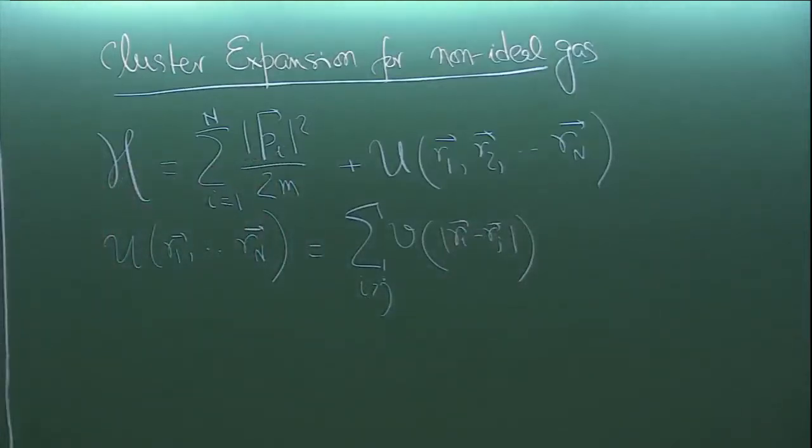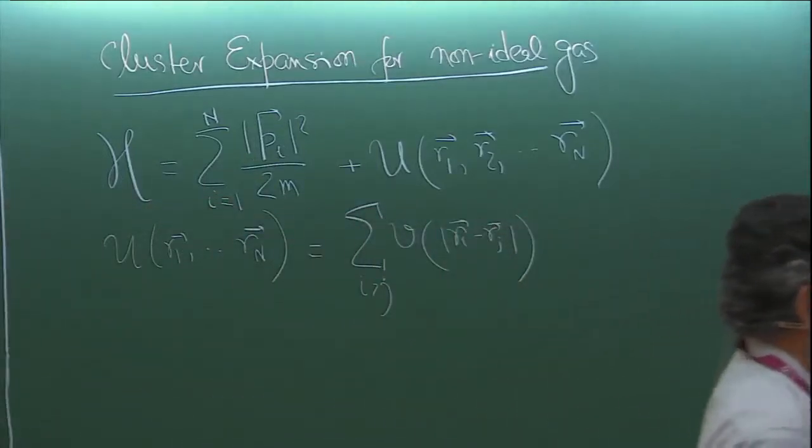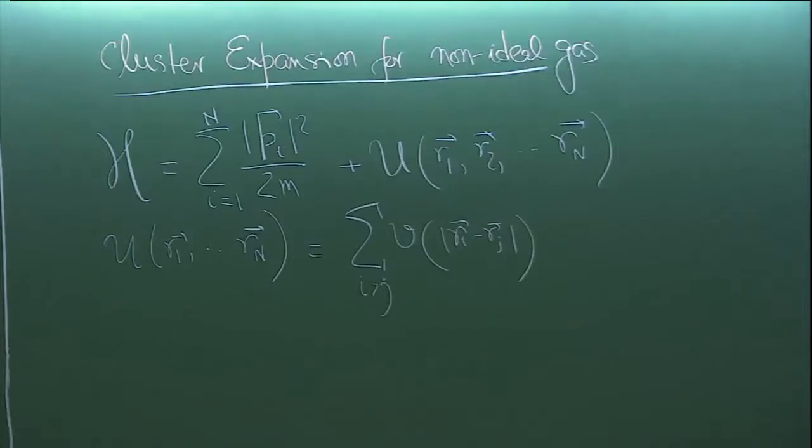And at this point, I'm not going to specify what the form of this V is. Typically, we'll assume that this V has a part which is strongly repulsive at short distances. If the distance between the two particles is less than some approximate hard sphere diameter, then we have a very large positive potential energy. And we'll also assume that as one increases the distance, there will be some kind of a weak attractive tail to this interaction.